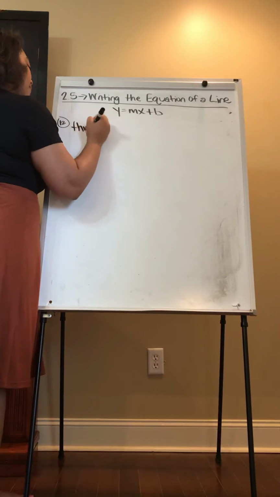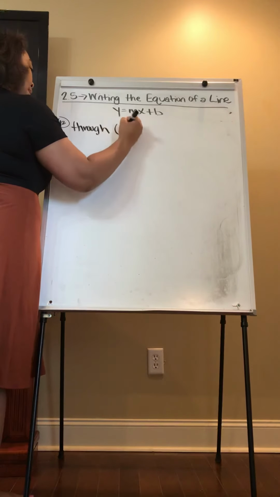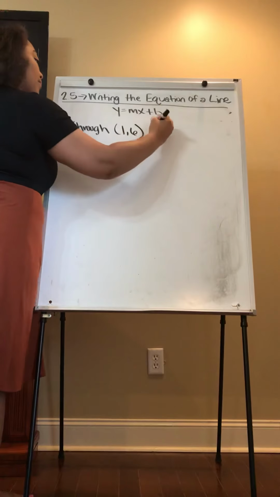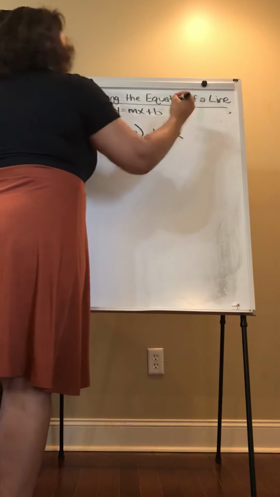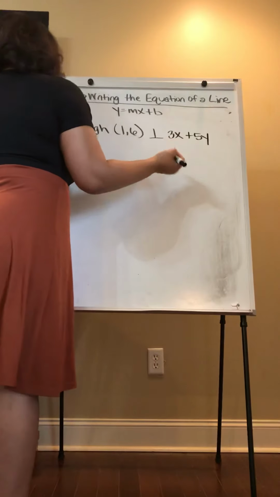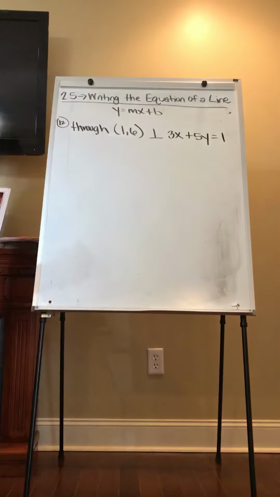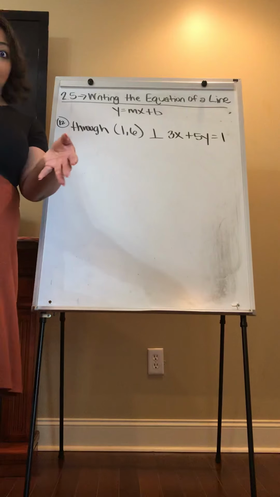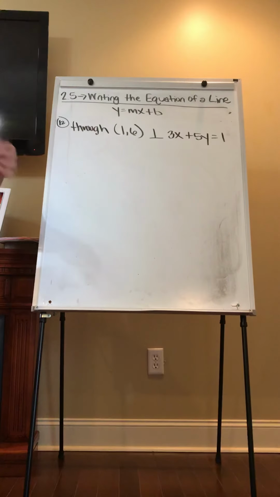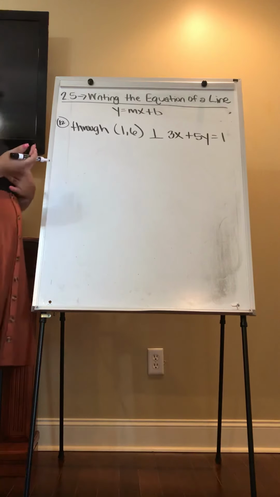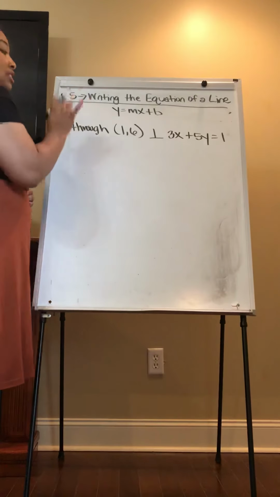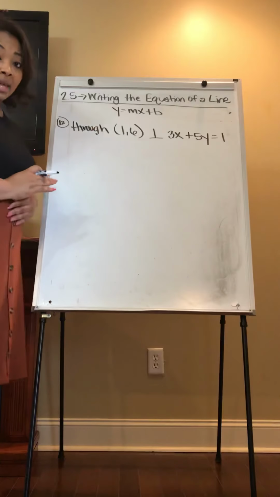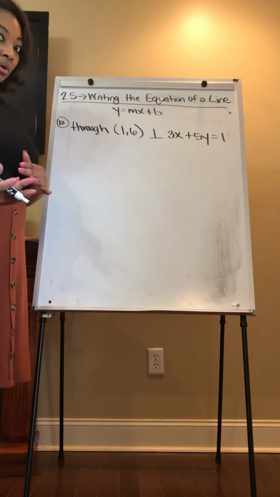Write the equation of a line that's going to go through the point 1, 6. Now that symbol represents perpendicular to 3x plus 5y equals 1. Now, parallel lines look the same. Same slope. Perpendicular lines cross. They intersect, okay? They're going to actually cross. So what you need to know about the slope of that line is that the slope that you're going to use in y equals mx plus b is going to be the opposite reciprocal.